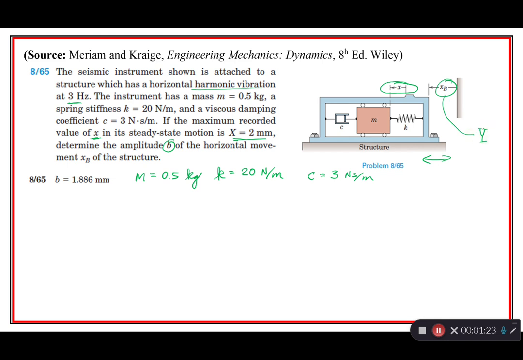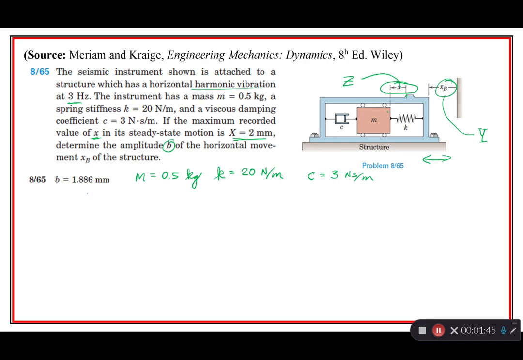So Y is the input. Often X is the output, but for us in this case it's going to be Z, because it's going to be relative. We're measuring the motion of the thing. We're not measuring the motion of the mass with respect to the outside world. We're measuring it with respect to the housing. That's the big difference.